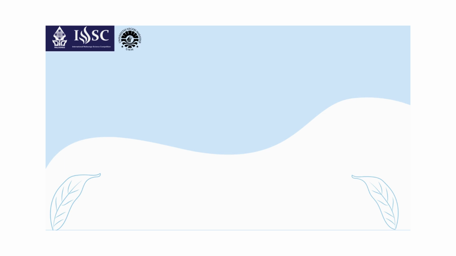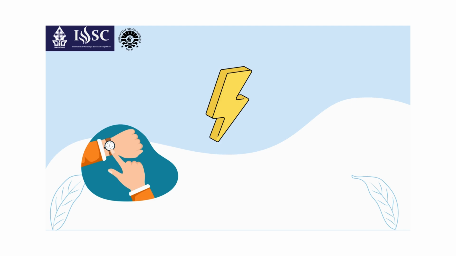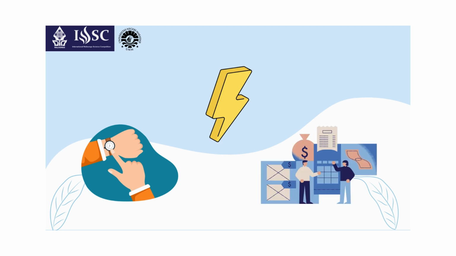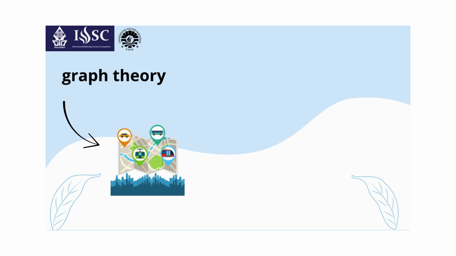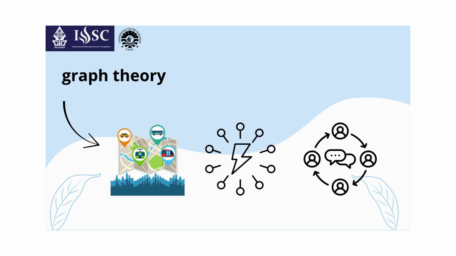Almost every aspect of life demands efficiency in time, energy, and cost. Mathematics plays a vital role in supporting that efficiency by offering logical solutions to real-world problems. One branch of mathematics that is highly applicable is graph theory. It helps model and solve problems related to networks, such as transportation systems, electrical grids, and communication lines.